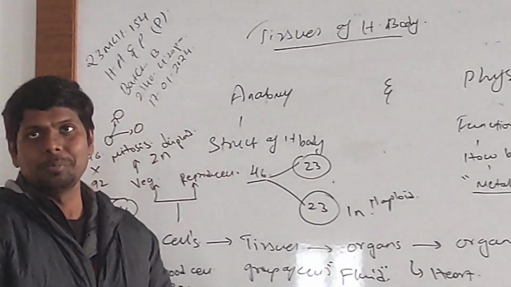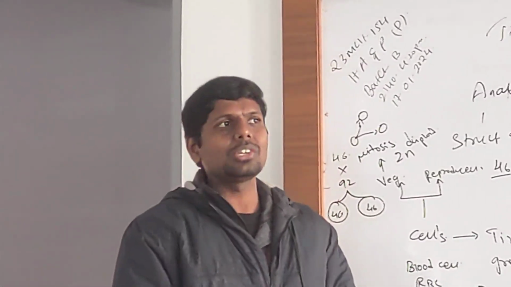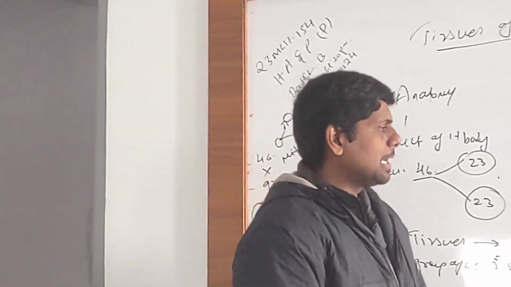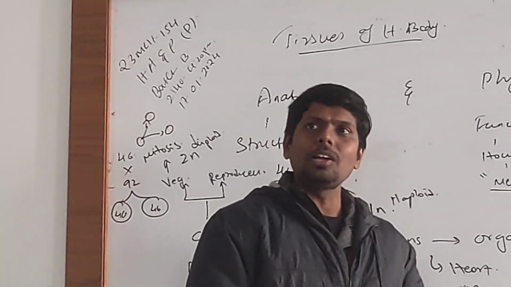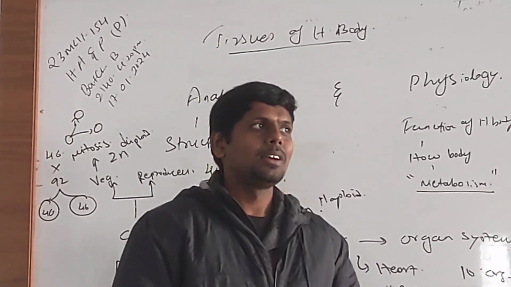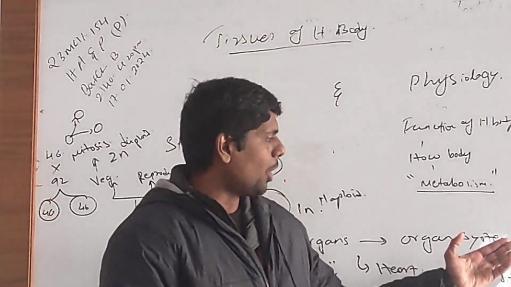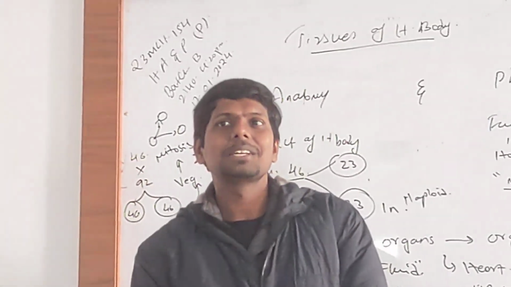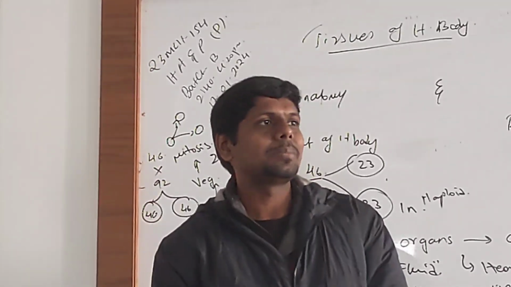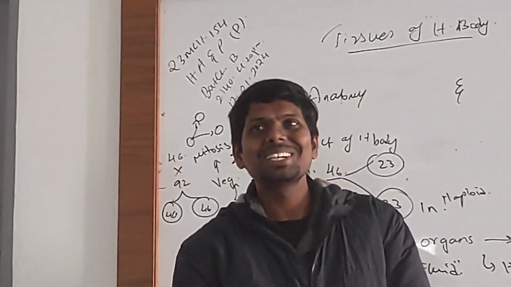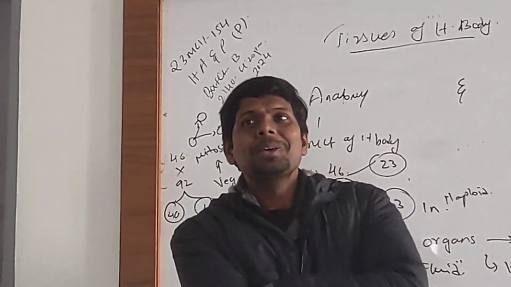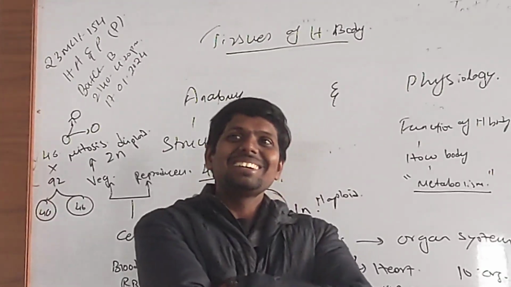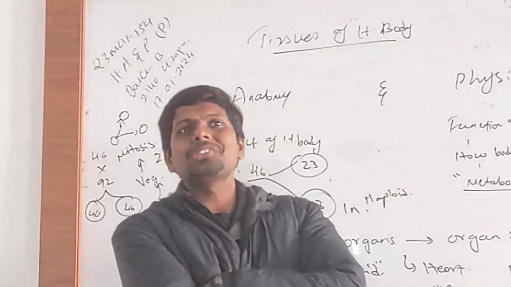So these are the systems in the body. Is everything clear so far? Now tell me some things. Thyroid gland belongs to what system? Thyroid gland belongs to what system? Reproductive system? Thyroid gland belongs to what system?